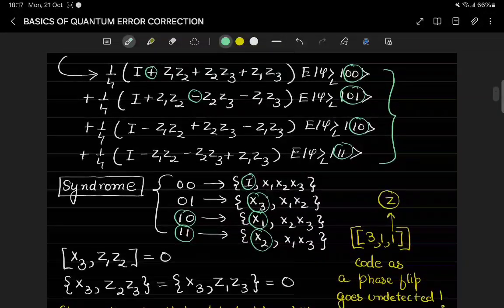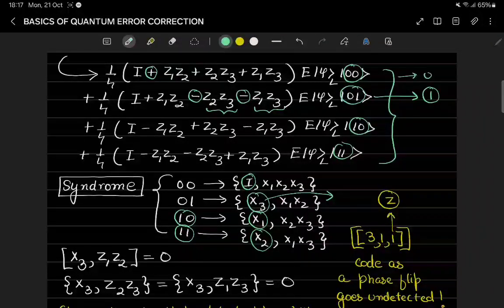So the case is particularly if we talk about x3. X3 commutes with z1 z2. Why, you can easily verify this. X3 commutes with z1 z2, but it anti-commutes with z2 z3 and z1 z3. So because of this I have two minus signs which becomes plus, and this probability becomes 1, the probability of obtaining this state, and all other probabilities go to 0. So that's why when 01 clicks, I know that x3 must have been the error, and then I can apply x3 again on the third qubit to flip the error, and I have corrected my error.